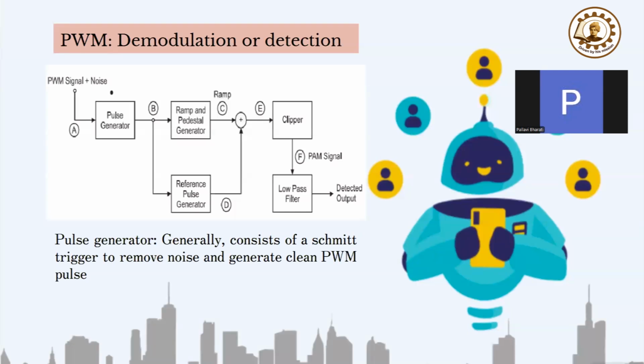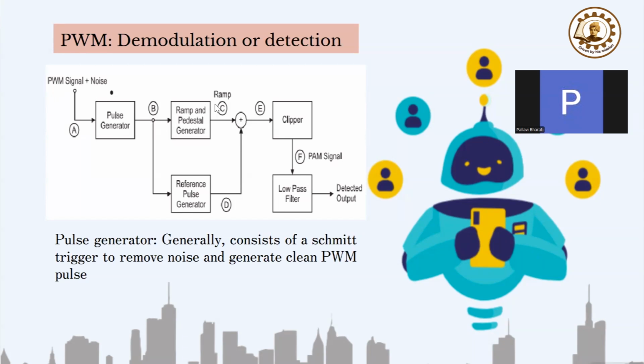Now for demodulation of the PWM signal. Demodulation means you give the PWM signal as input, and finally at the output you will get the continuous waveform. So we apply the PWM signal, which obviously contains noise, to a pulse generator or a Schmitt trigger. The Schmitt trigger will generate a clean PWM signal, meaning it is going to remove some of the noise.